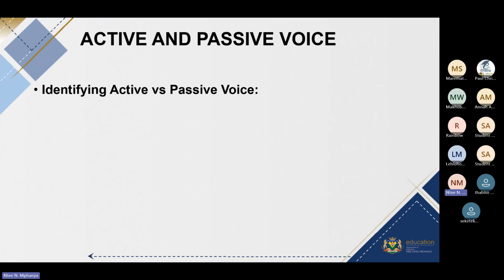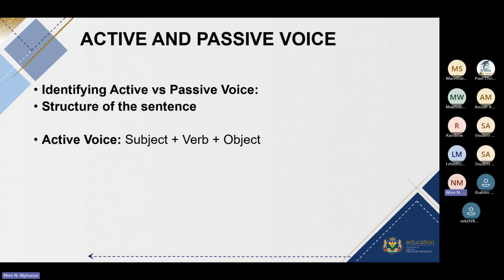How to identify active and passive voices? In active voice, the sentence will have the following: a subject, a verb, and an object. We saw in our previous example that the dog chased the cat. That sentence was in simple past tense. But now our sentence here is in simple present tense. That's why we say a dog, which is singular in the third person, chases the cat.